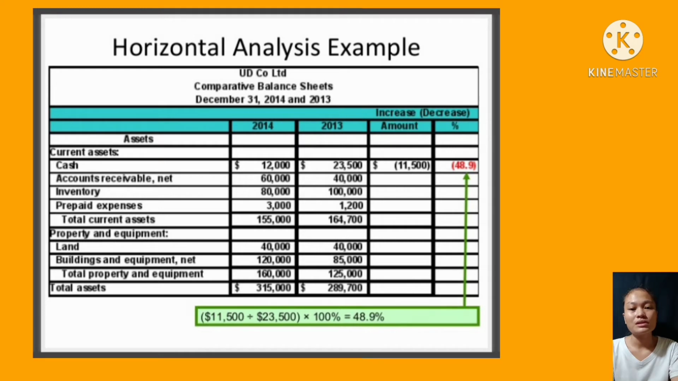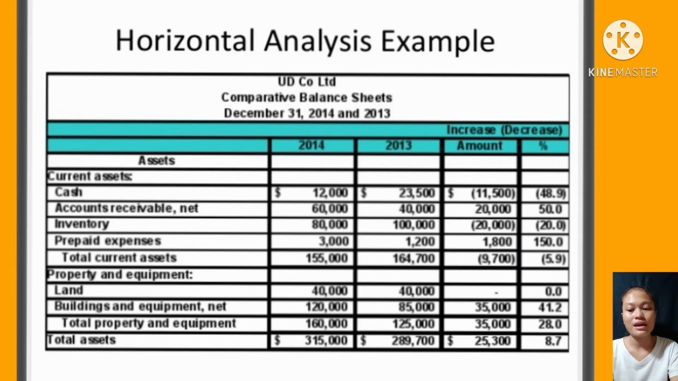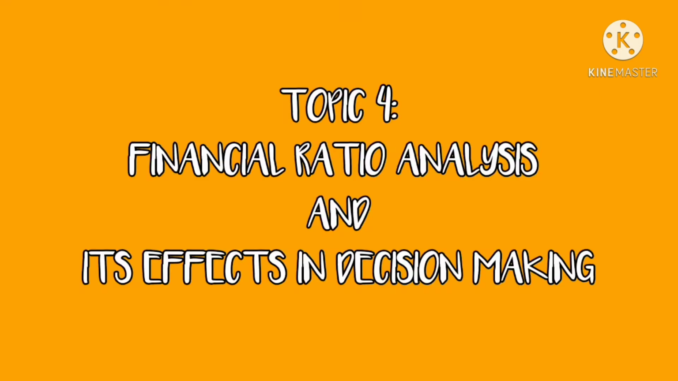It decreased. As you can see in the comparative balance sheets of UD Corporation Ltd., the total assets of year 2014 were $315,000, while year 2013 got $289,700. Therefore, 2014 has the higher amount of total assets than 2013.